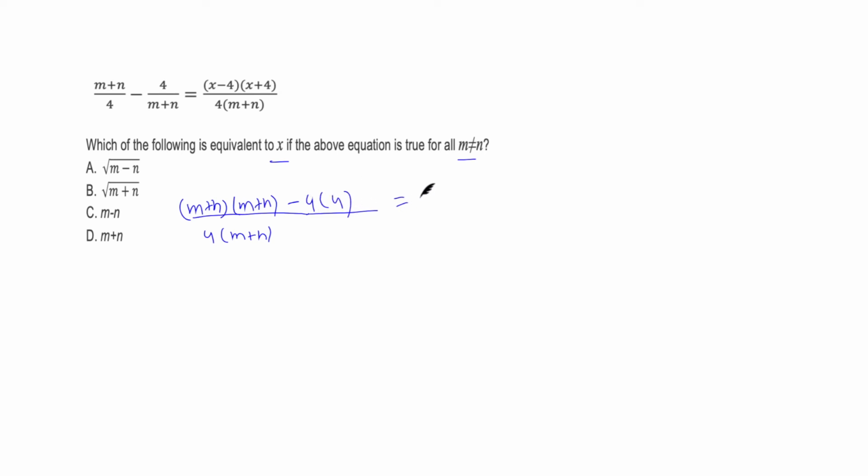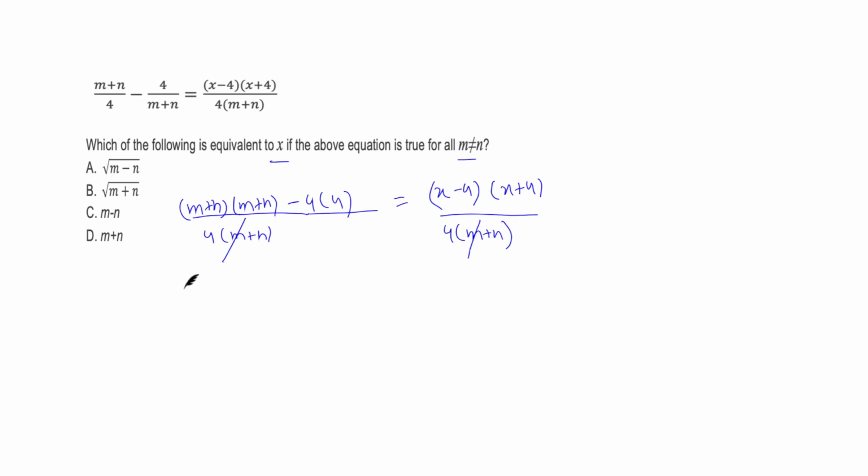Okay, that's fine. I won't do anything with the right hand side for the time being because otherwise it will get really messy. So this is where you have to be a little intelligent. (x minus 4) into (x plus 4) divided by 4 into (m plus n). Now you see over here I have 4 into (m plus n), and on the right hand side as well I have 4 into (m plus n). The denominators are the same, so you can easily cancel these out and make your life simpler. Now I am only left with the numerators.